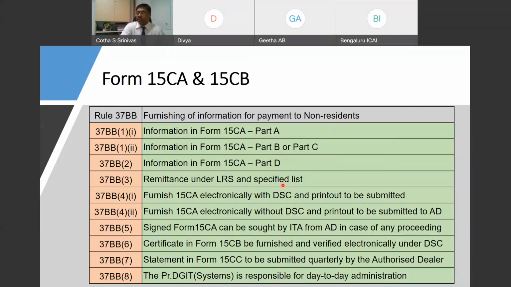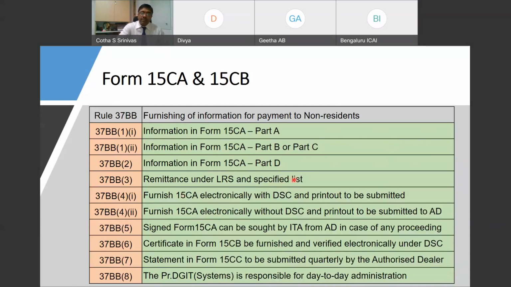And they have given a specified list. The specified list contains so many things, such as purchase of goods, importing of goods, making some investments, certain travel expenditures, or medical expenditures. Almost 33 items are there. That also will be covered, for which 15 CA is not required.